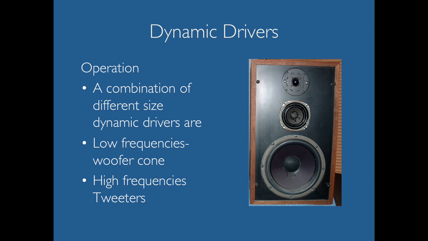So it comes down to basically a combination of different size dynamic drivers: low frequency woofer cones, and then higher frequency tweeters. The idea is that these high frequency tweeters or compression drivers can move the diaphragm back and forth much faster, and in doing so they can reproduce much higher frequencies than a 6 or 8 inch woofer, which has a lot more mass to move back and forth and is primarily focused on the lower frequencies and wavelengths of, say, 50 hertz rather than 19K.